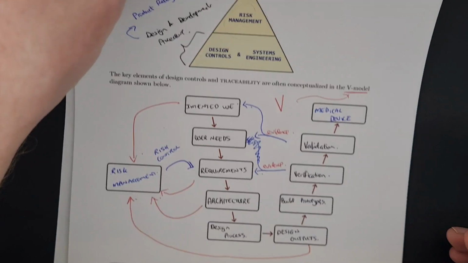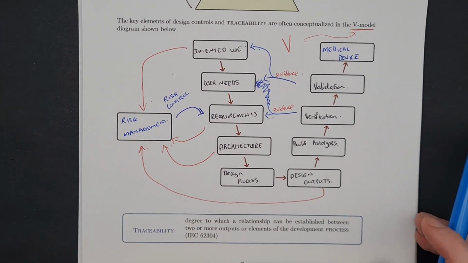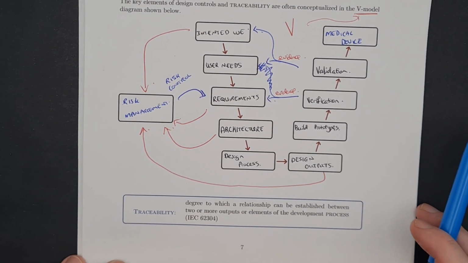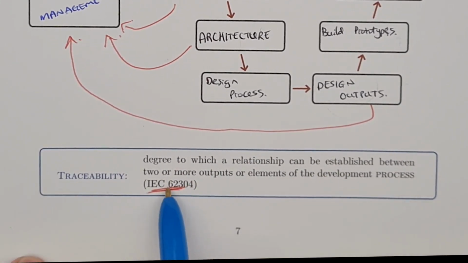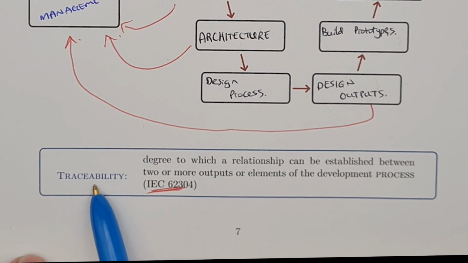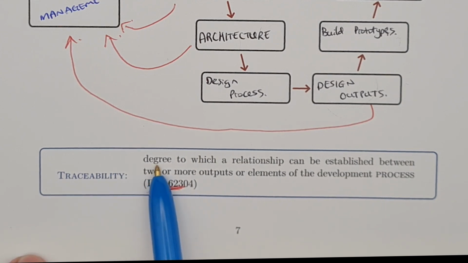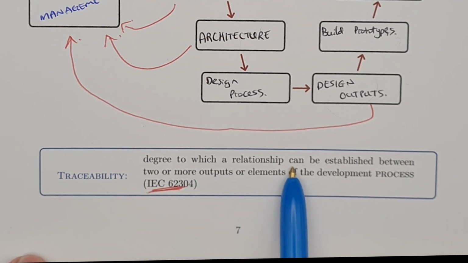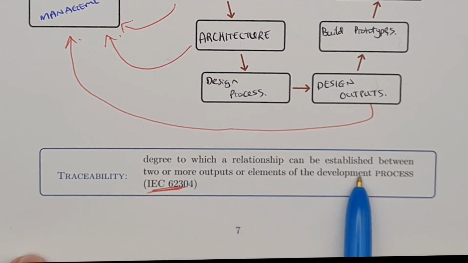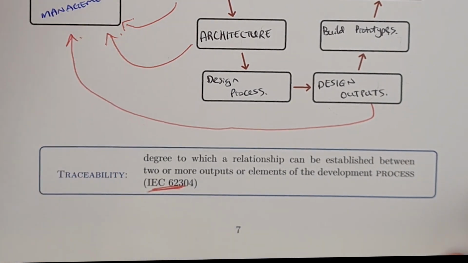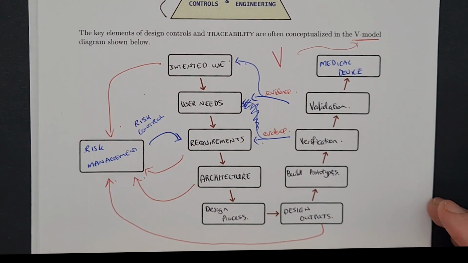The last thing that we'll discuss here is this term, traceability. It doesn't actually come from ISO 14971. Its definition is laid out in IEC 62304, which is the software development standard. And traceability is defined as the degree to which a relationship can be established between two or more outputs or elements of the development process. What is meant by that is that we basically give everything a unique ID.